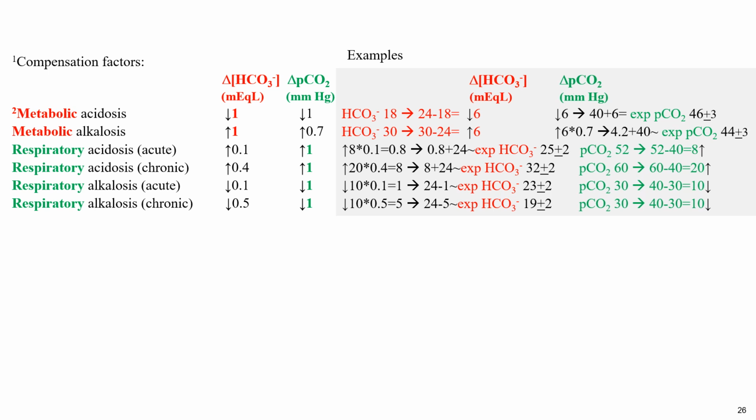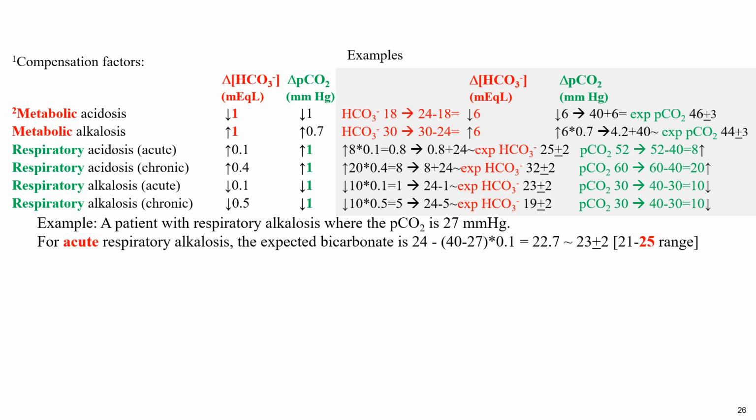How do we determine if there is another acid-base process in addition to a primary respiratory alkalosis? We first calculate the expected serum bicarbonate for both acute and chronic respiratory alkalosis, then compare it to the actual serum bicarbonate. Example, a patient with respiratory alkalosis where the PCO2 is 27.